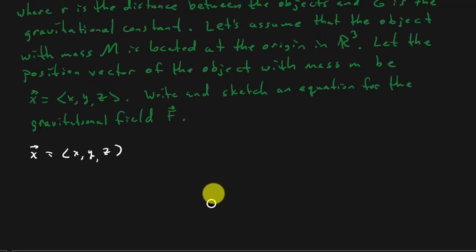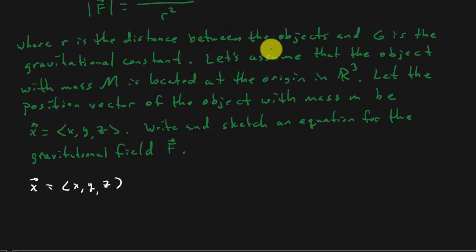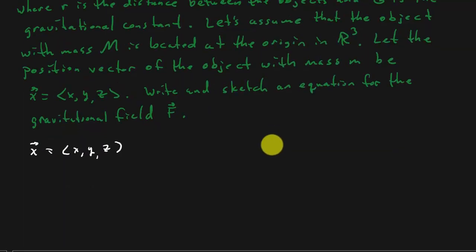So it says, let's see, what does it say? Where r is the distance between the object and g is the gravitational constant. Let's assume that the object with mass big M is located at the origin in R3, and let the position vector of the object with mass little m be x, y, z. And so I can say that r is equal to the magnitude of x. That would be your radius. Okay, we're at the origin, right?